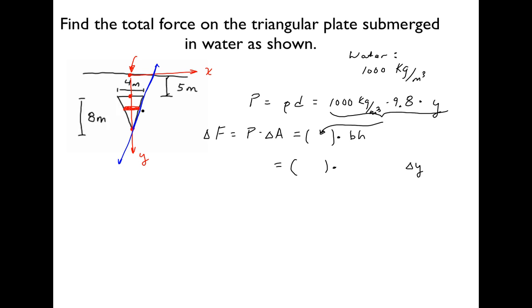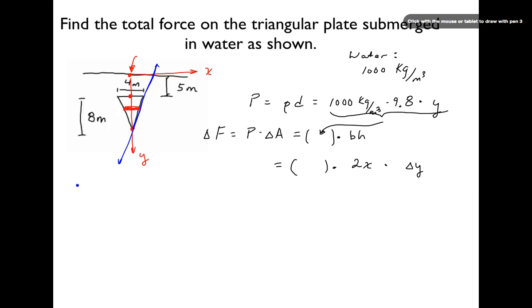Isn't the width of that rectangle 2x? Because from here to here is x, but now it's going to be 2x. But we need x in terms of y. That's what the blue line is. It's going to give us the relationship of x and y.